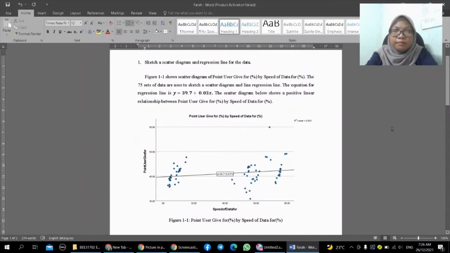Good morning, Doctor. My name is Farah Nabila binti Norizai, and my matric number is CE190054. For this assignment, I'm going to present my part. My part is to sketch a scatter diagram and regression line for the data.